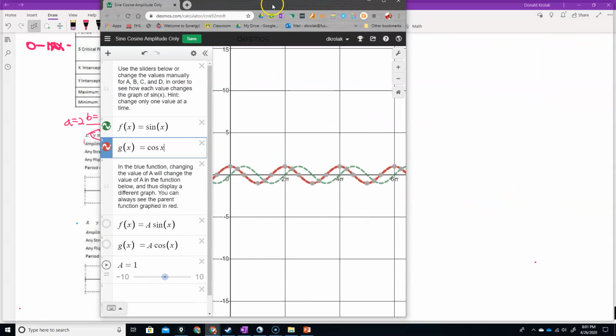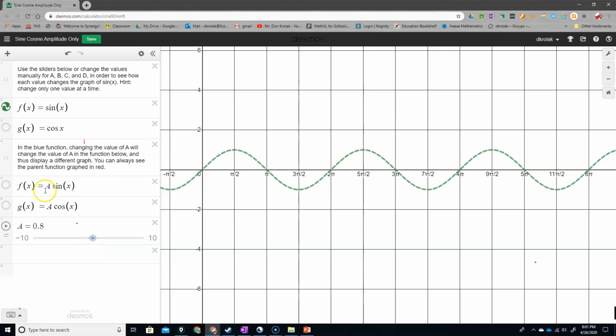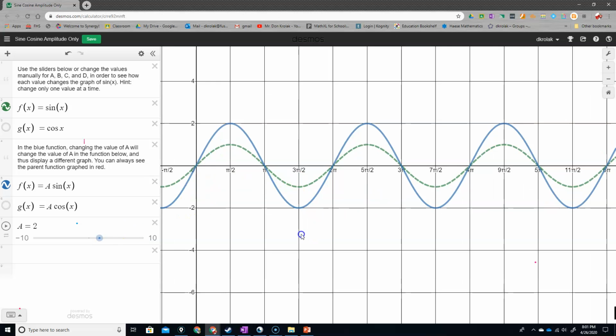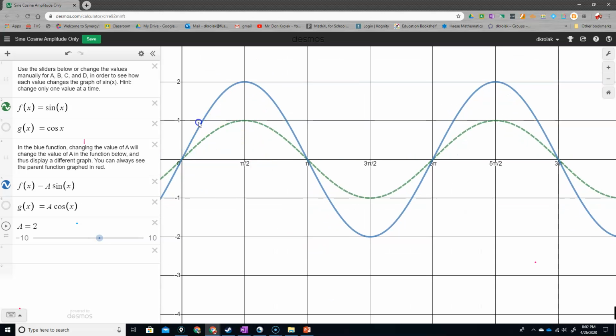Okay, let's take a look at 2 sine theta. All right, so I'm going to get rid of the cosine. Now we're just looking at sine. What this little slider does is it allows you to change this A value. So I'm going to click that, and I'm going to change that to a 2. As you see when I do that, all it does is change its amplitude. The period is still going to be 2 pi. When you're looking at this, you see one cycle, a hill and a valley between 0 and 2 pi.